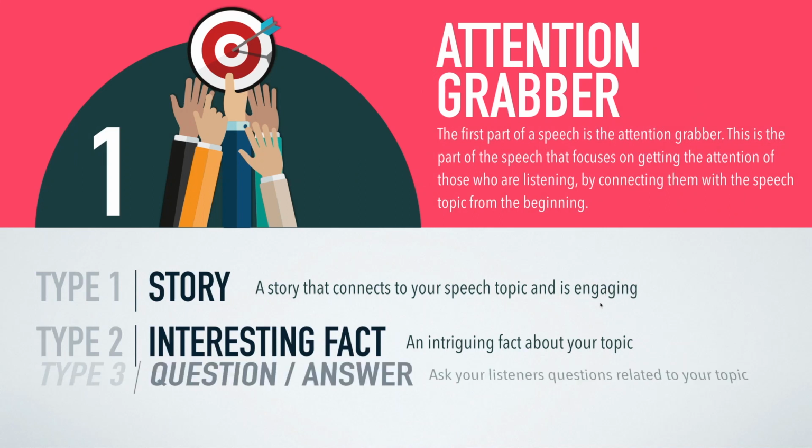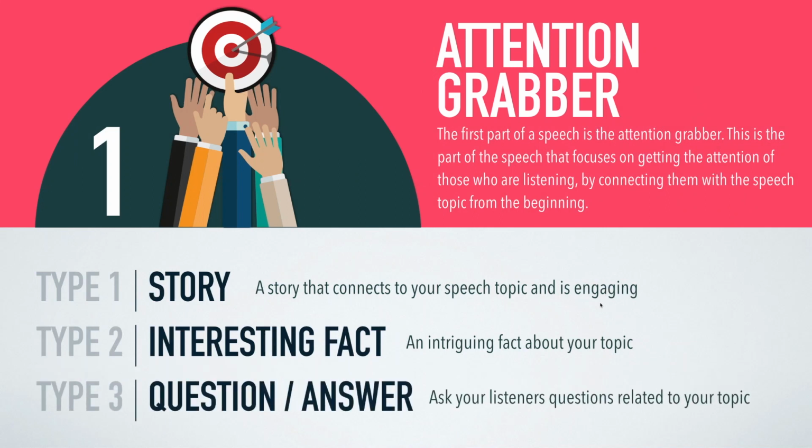So again, type number 2 of an attention grabber is giving an interesting fact, like I just told you about stage fright. Now, the third type of attention grabber is a question answer type.